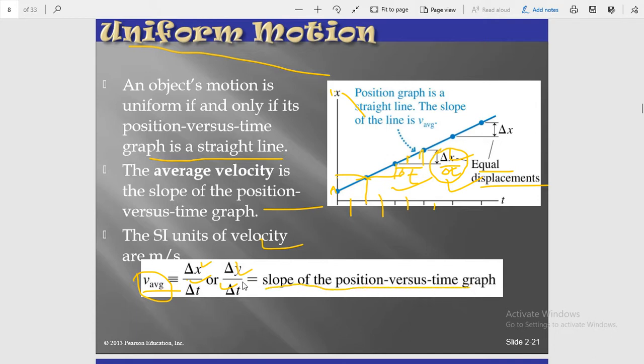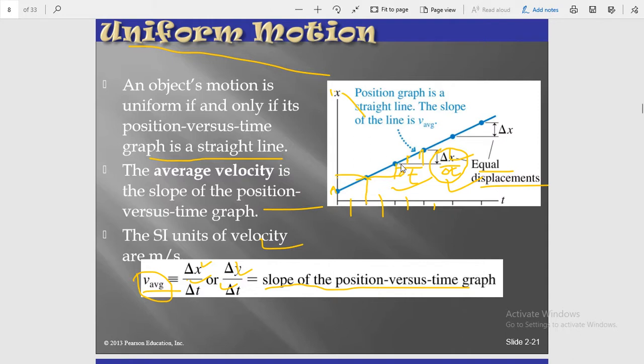There is one very important question: if a graph is given and you want to find out the value of uniform velocity, or velocity of the object, you should calculate the slope of that curve. By calculating the slope you will get the average velocity of uniform motion of the object. I hope you are getting my point, and I hope you understand how you will get the velocity of any object from a position time graph.